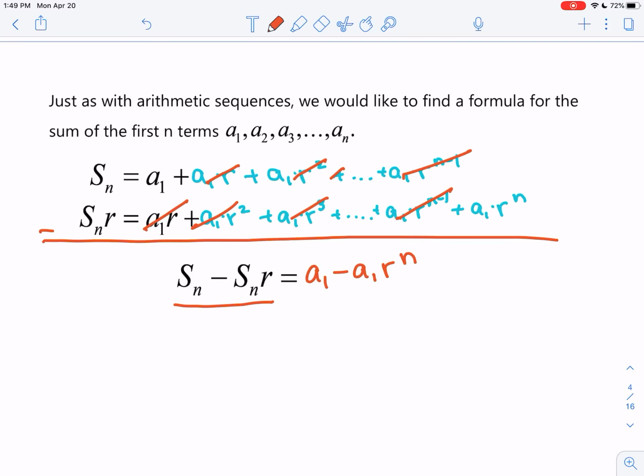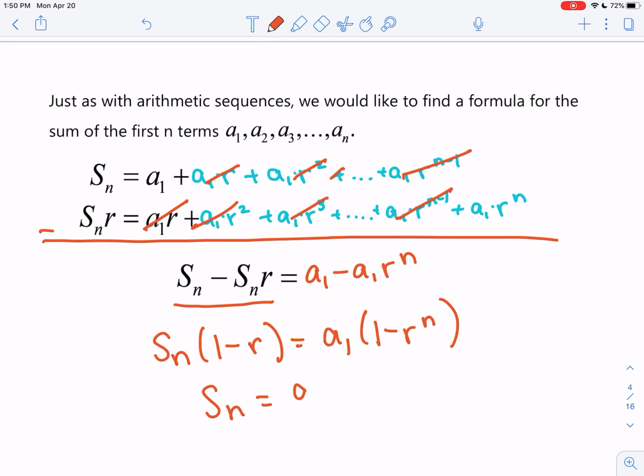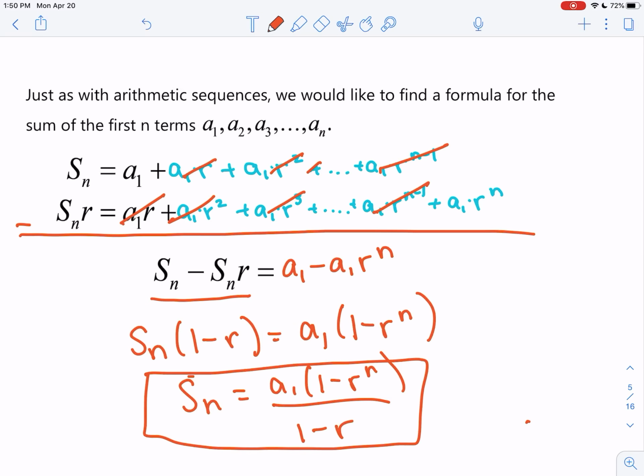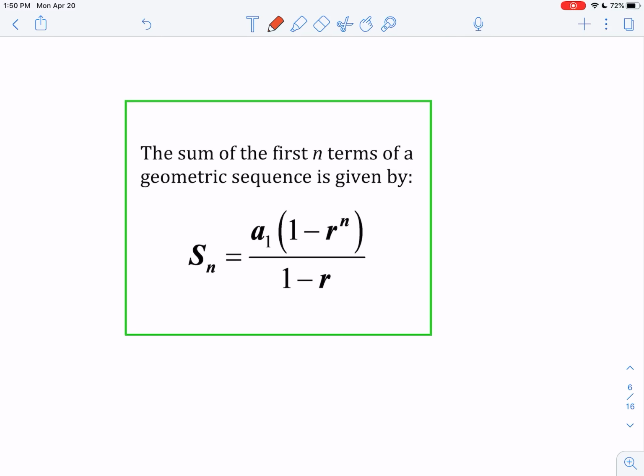Okay, how does this help? Well, let's take a look at the left-hand side of this equation and factor out an s sub n. So that's what I'm trying to solve for, right? Just to stick with textbook notation, I'm going to factor out my a sub 1 on the right-hand side. Okay, so now if I want to solve for s sub n, I just need to divide both sides by that expression 1 minus r. Whoa, and that is our formula for the sum of the first n terms in a geometric sequence, okay?